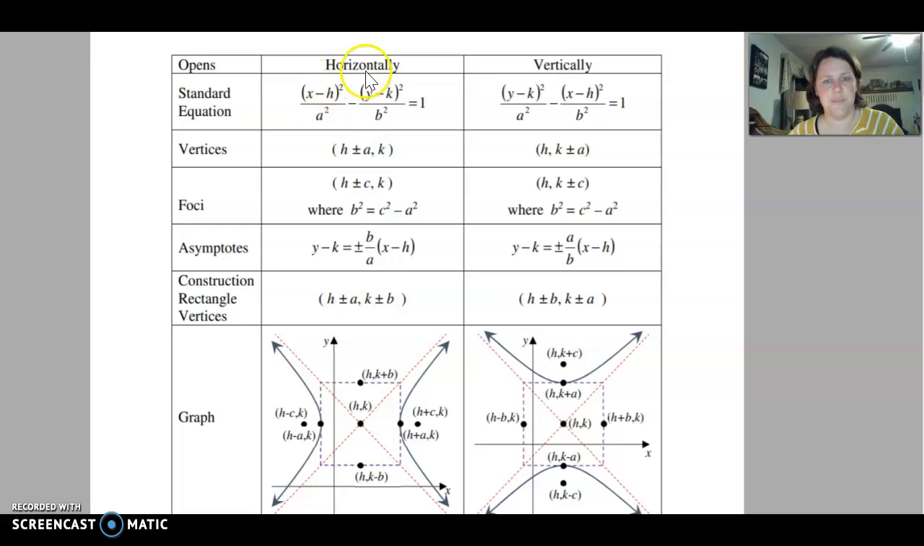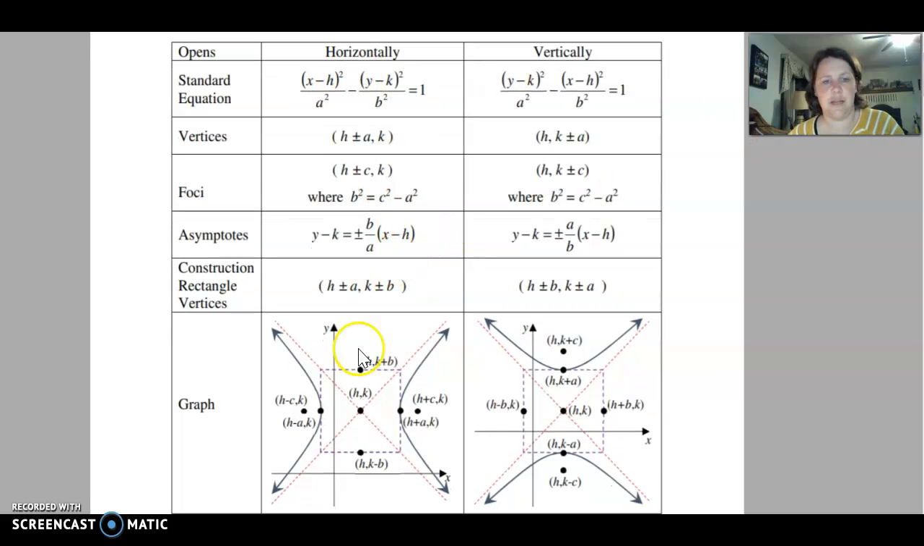So horizontal hyperbolas open left and right. You can see that the x term comes first. So they're opening to the left and right, and the transverse axis is going to be parallel to the x-axis. And then our vertices are going to be (h, k), but we're going to add and subtract this a value from the x.